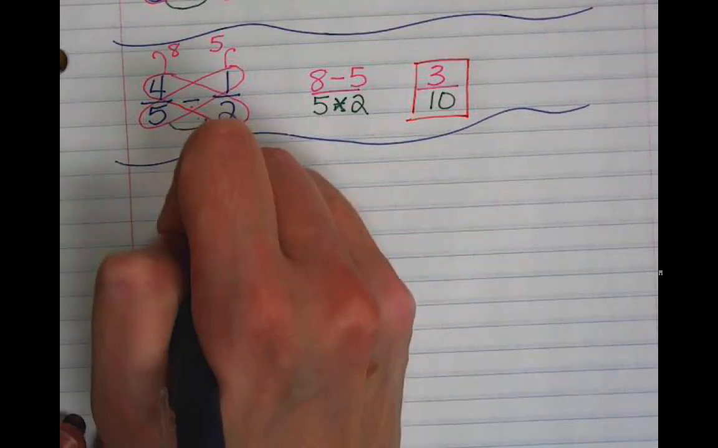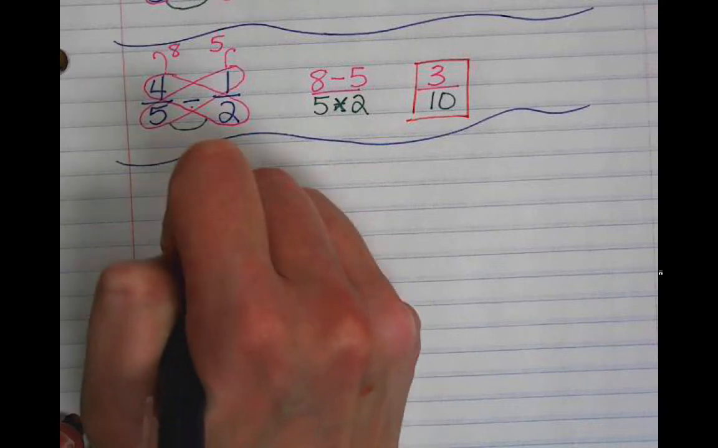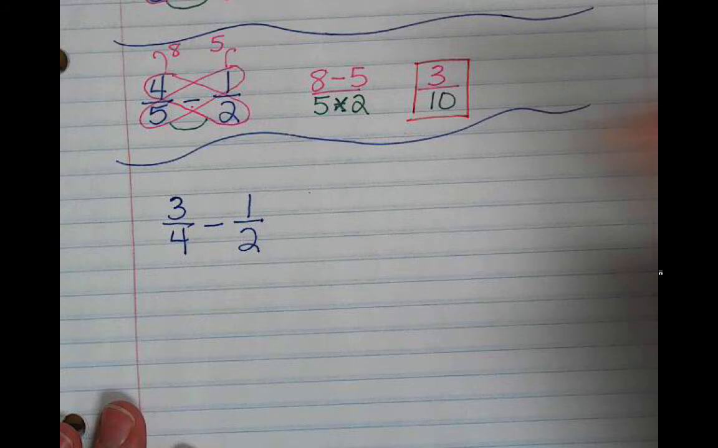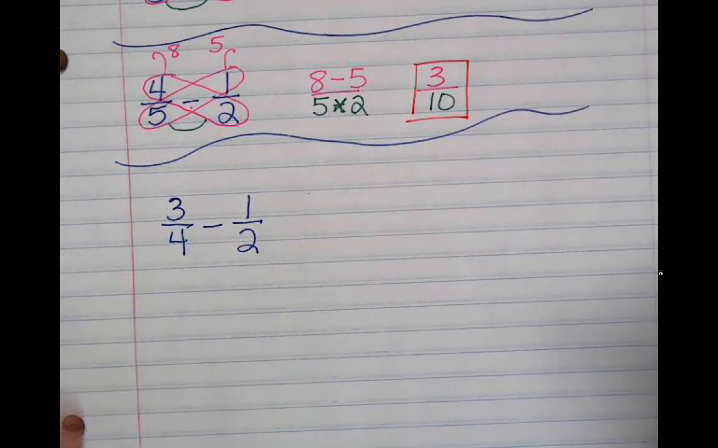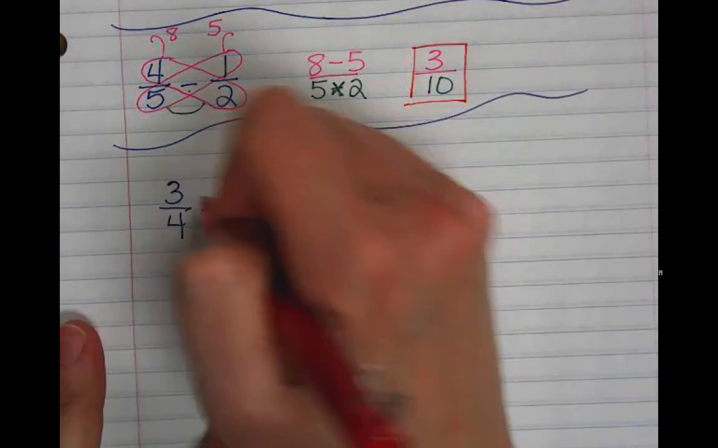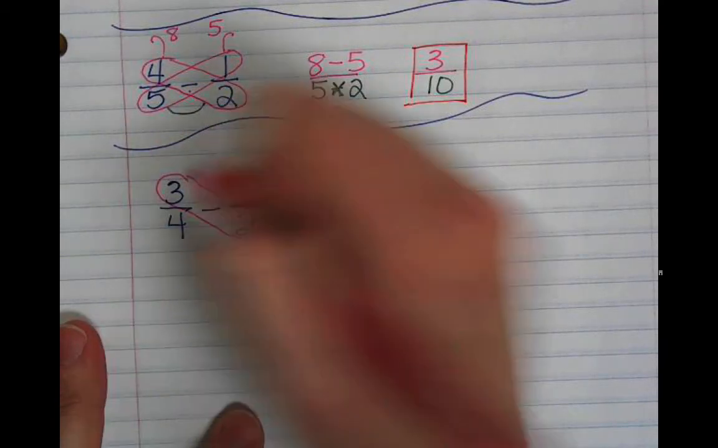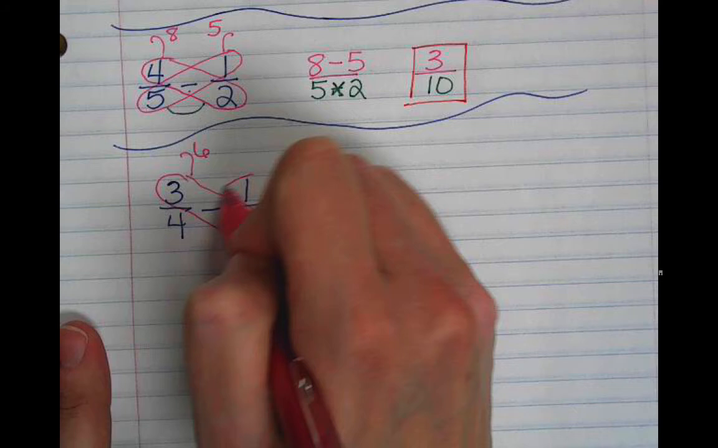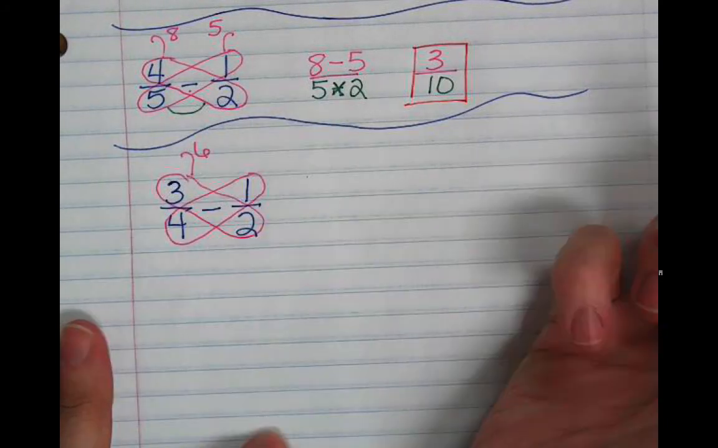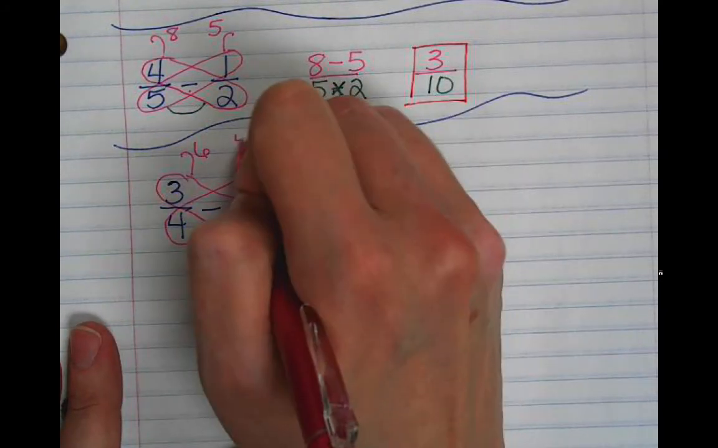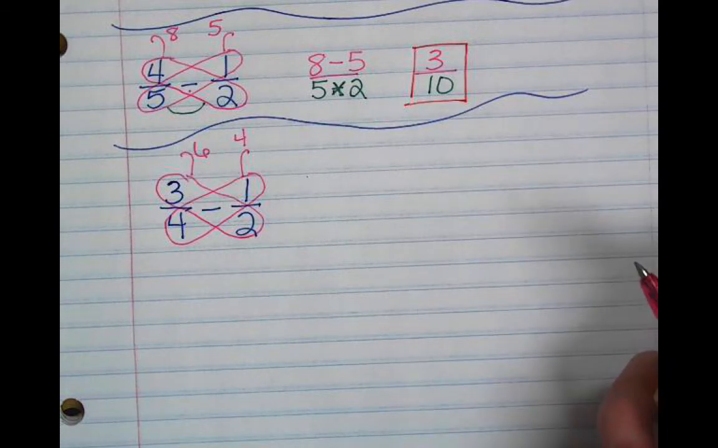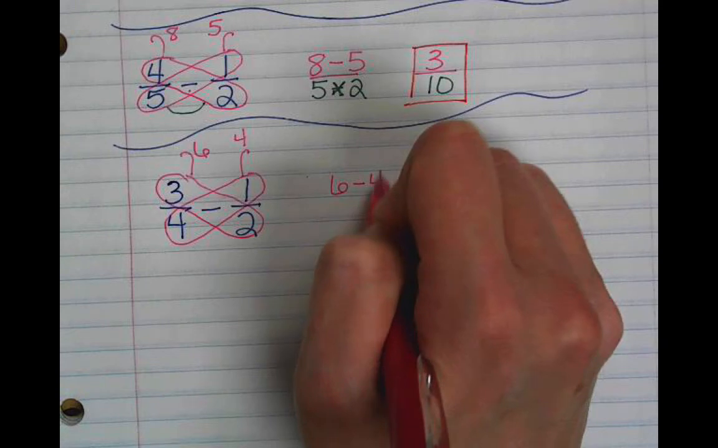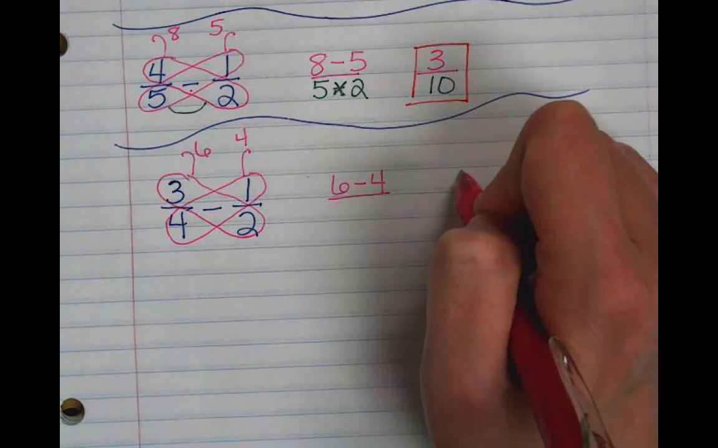All right, 3/4 minus 1/2. Again, pause it if you're able to try it on your own. All right, multiply 3 times 2, which is 6. Multiply 4 times 1, which is 4. And we're going to subtract those. So 6 minus 4, which is 2.